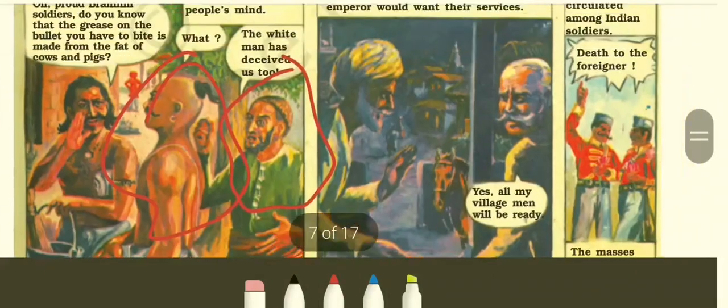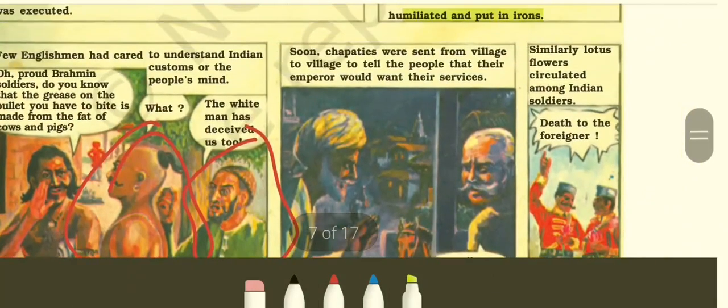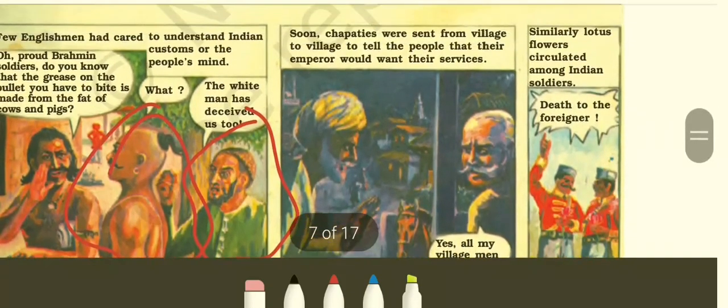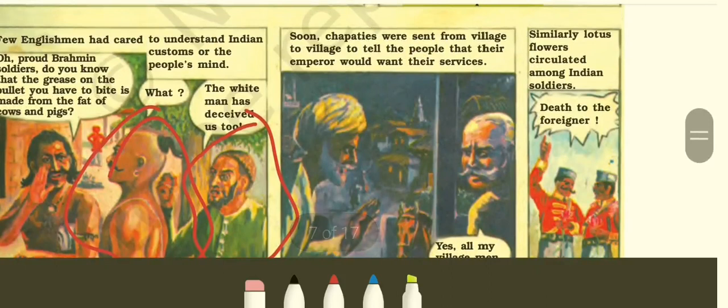Okay, now what happens? Soon came the chapatis. Chapatis were sent from village to village to tell people that their emperor would want their service. Chapatis here refers to roti. It used to be a kind of message that the emperor, the king, would want their service. Okay, what kind of service are we talking about? Let's find out. Service here refers to a secret code.